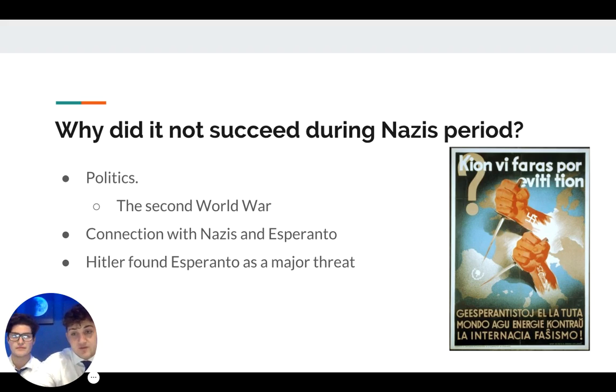The reason it didn't succeed during the Nazi period is that speakers of Esperanto faced persecution in regimes such as Nazi Germany and the Soviet Union under Stalin. During World War II, in the 1930s to 1950s, if you spoke Esperanto, you were basically killed or punished, because Esperanto builds an international point of view as opposed to the overly nationalist and centralized policies of the Nazis. So that's one reason why Esperanto did not succeed in the Nazi period.